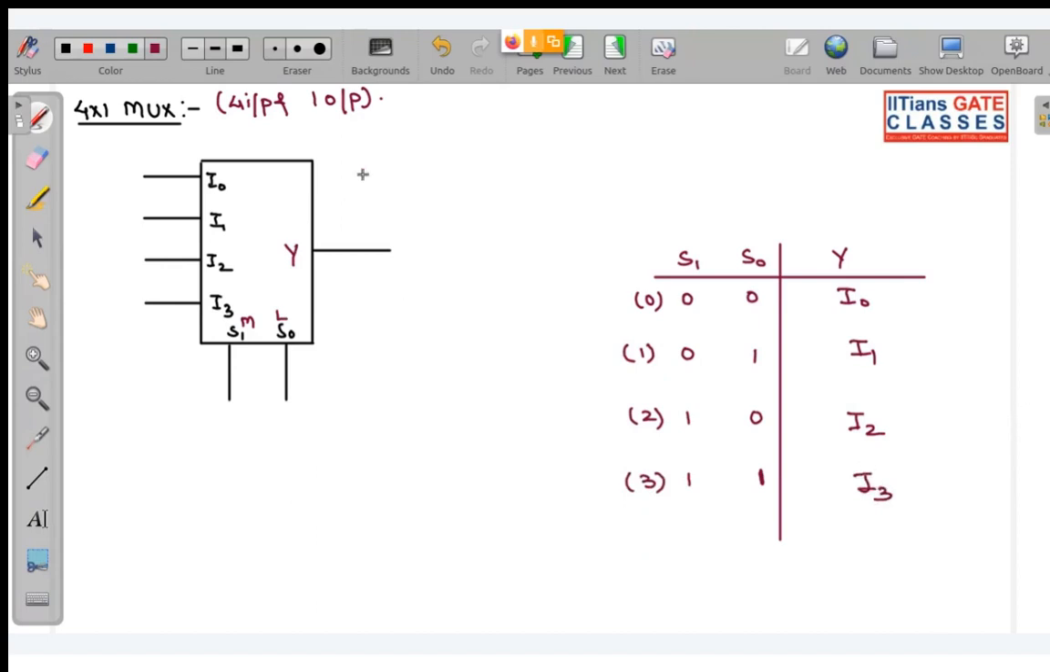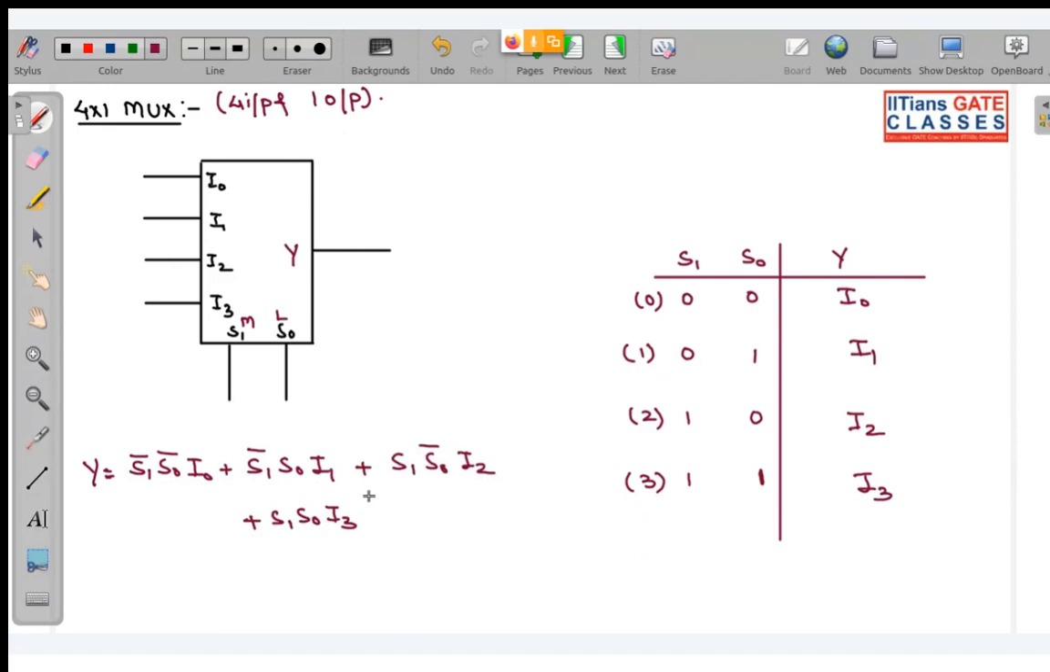Now if you want to write the Boolean expression for this, how can we write it? Y will be equal to, see, in Boolean 0 corresponds to the complement form, so I can write it as S1 complement S0 complement I0 plus S1 complement S0 I1 plus S1 S0 complement I2 plus S1 S0 I3. Okay, I can write it like this.